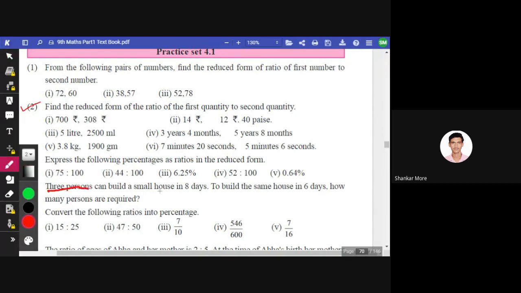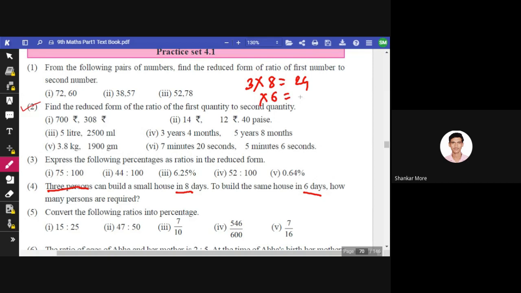We have three persons that require 8 days to build. In 6 days, how many persons will be required? So 3 into 8 is equal to 24. So how much into 6 is equal to 24? Obviously it would be 4. 4 into 6 is 24. So that means 4 persons will be required. Persons have to be calculated.